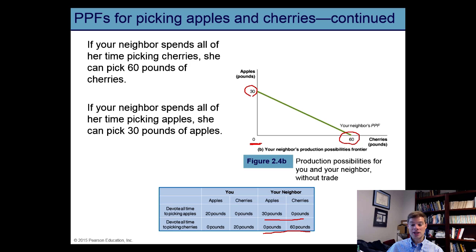If your neighbor dedicates all of her time towards picking cherries, she can pick 60 pounds of cherries, but this would leave no time with which to pick apples. I want to point out that the points along the green production possibilities frontier are also attainable. These correspond to uses of time where your neighbor would be able to pick some cherries and some apples.